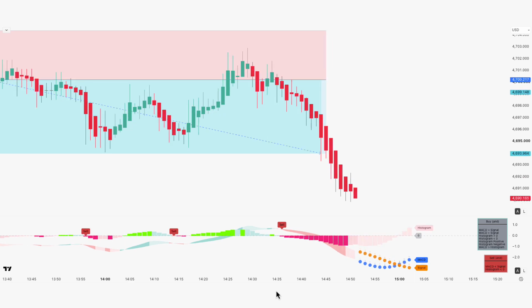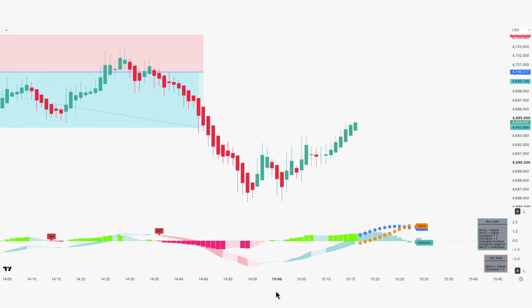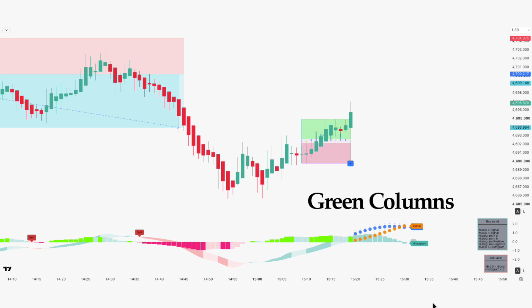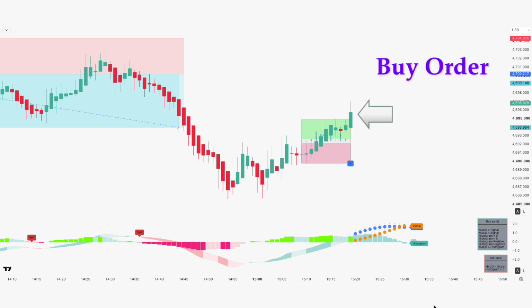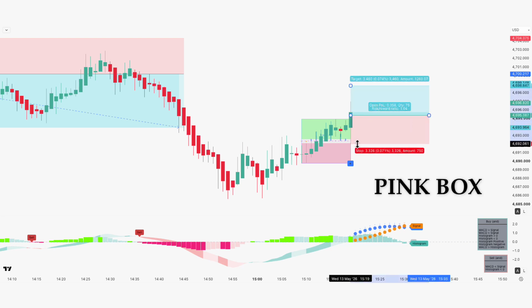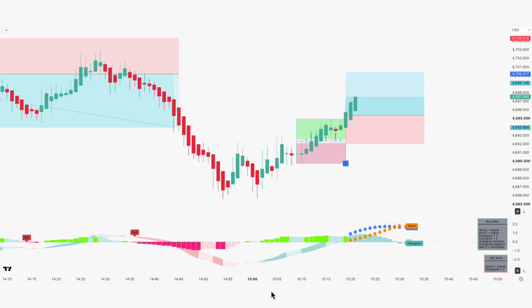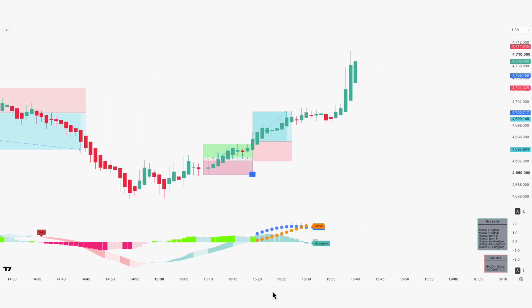Let's find the next trade. Here the liquidity breakout label up is a buy signal. Here the MACD forecast colorful indicator shows green columns. Here the market has made a bullish candle to give confirmation. So all our conditions are being fulfilled, so we are placing an order to buy. Our stop loss is to be placed at the pink box, and the risk-to-reward ratio will be 1:1.5. Let's see what happens to our trade. We have won the trade. Let's find the next trade.